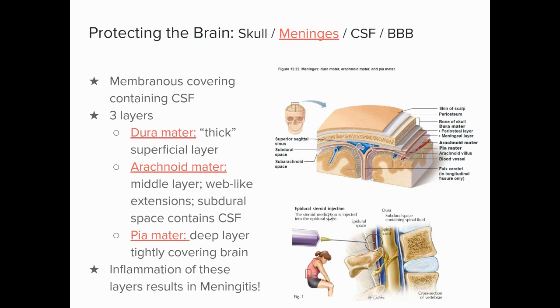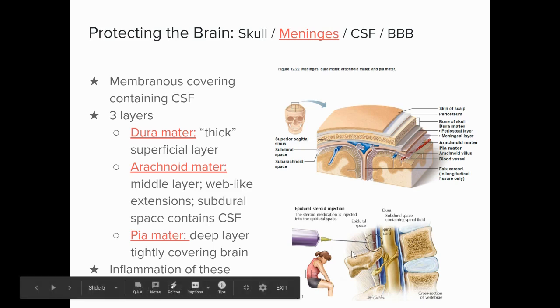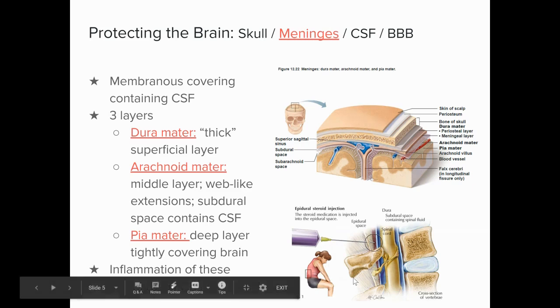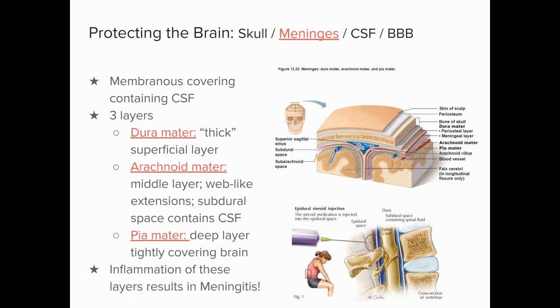If a person gets an epidural, looking at this bottom diagram here, you can see the woman is hunched over, and that's so the doctor can feel the spine, and they're going to feel between the spinous processes of the vertebrae so that they inject the needle into that epidural space. You can see that right here. And they're going to put in a narcotic, some type of steroid.